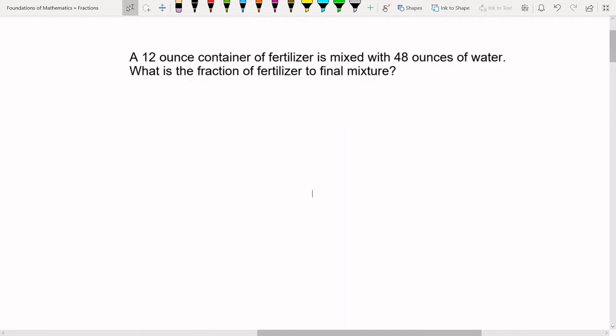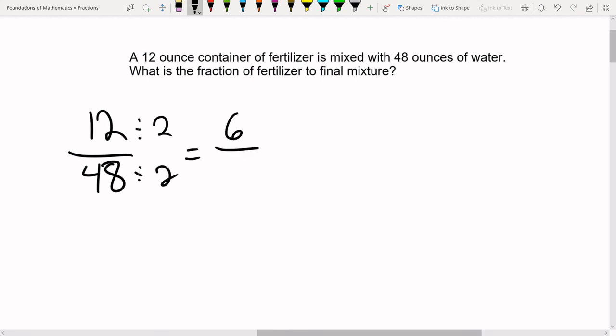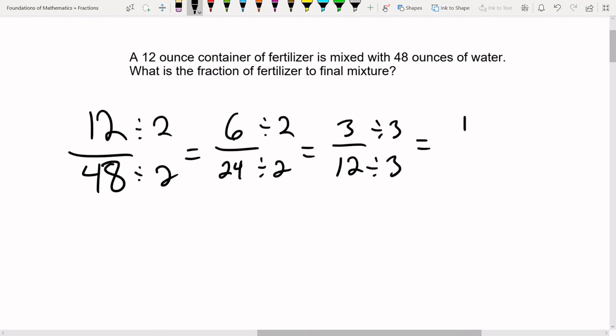If a 12-ounce container of fertilizer is mixed with 48 ounces of water, what is the fraction of fertilizer to final mixture? Now you might be tempted to just go, well, 12 divided by 48, and then reduce that. 12 can be divided by 2, it's going to be 6 over 24. Divided by 2 again, probably 3 over 12. We can divide by 3 now. It gives us 1 over 4. So it'd be 1/4 of the mixture. But that number would be wrong.